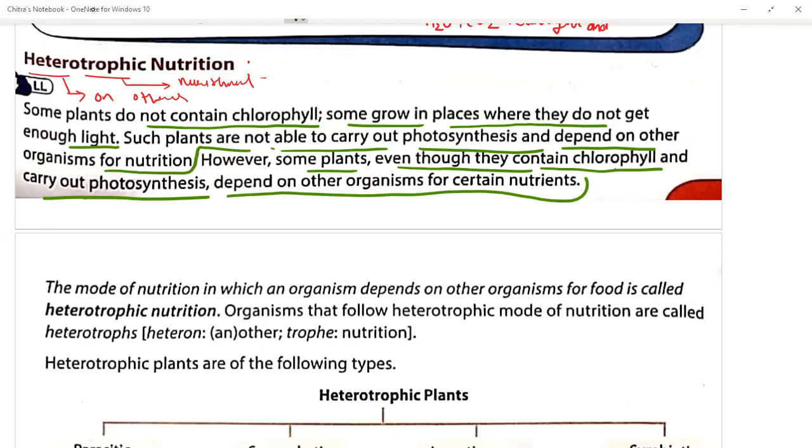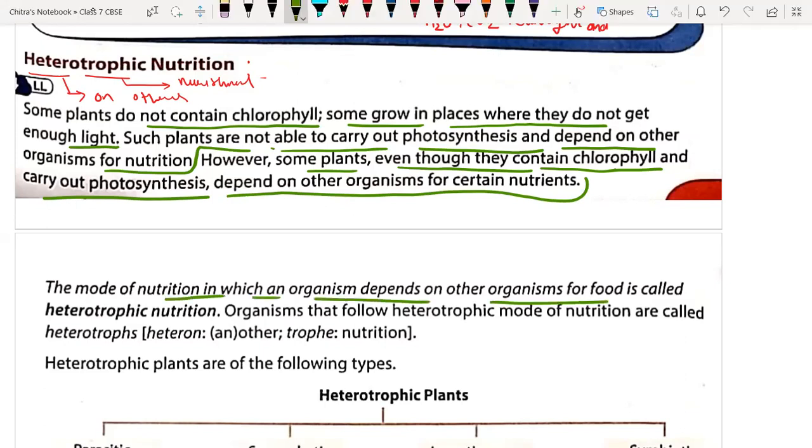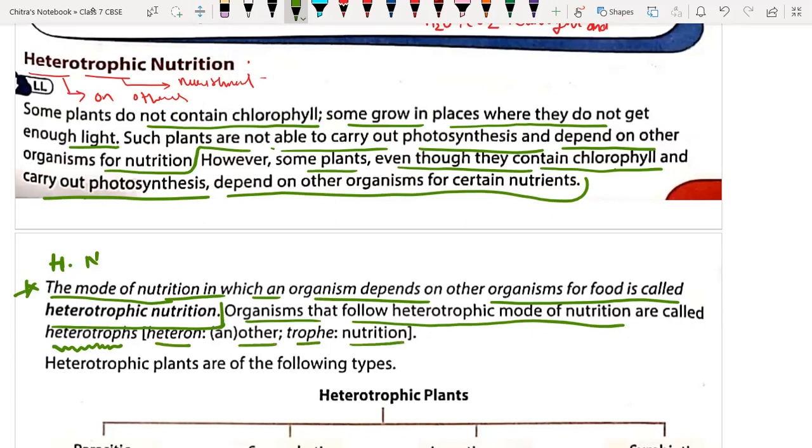The mode of nutrition in which an organism depends on other organisms for its food is called heterotrophic nutrition. This is the definition for heterotrophic nutrition. I have written here H, which is nothing but heterotrophic nutrition, and this is the definition. Organisms that follow the heterotrophic mode of nutrition are called heterotrophs. Hetero means on others and troph means nutrition, so those organisms that depend on others for their nutrition are called heterotrophs. Understood, everyone? Yes, sir.